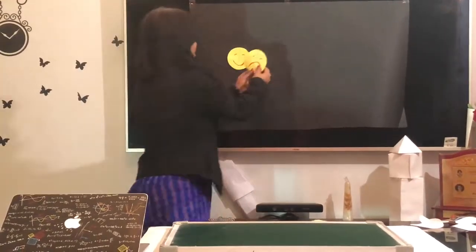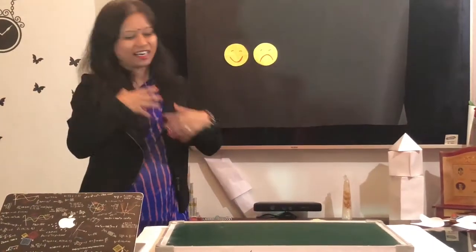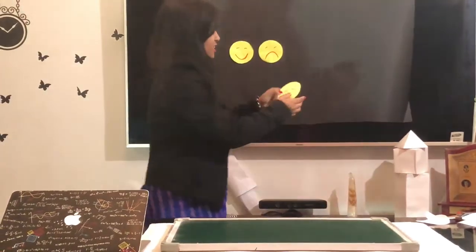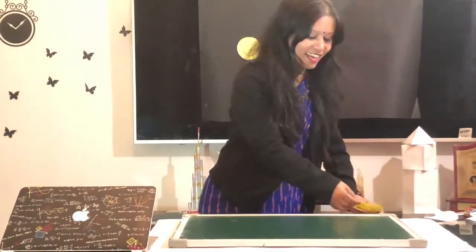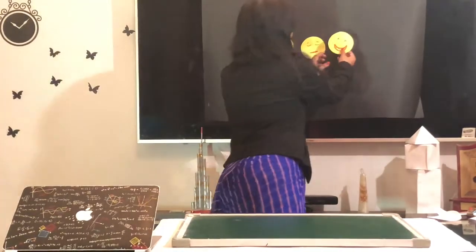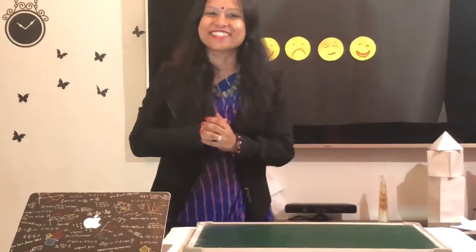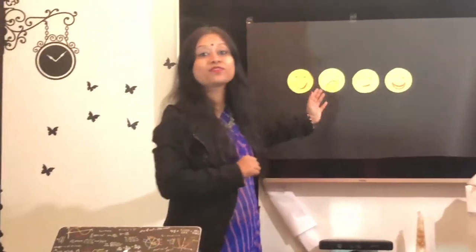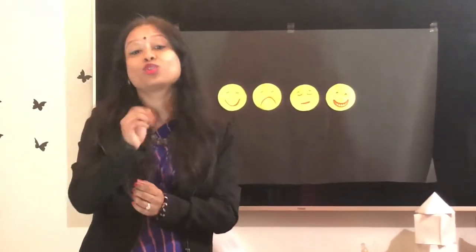Now I have another smiley which shows an emotion of being very sad. Another one says nothing, meaning I don't know, I don't want to say anything. And I have the last emoji with me, which shows that I'm very happy, showing all the teeth, right? So just as we have various emojis or expressions in our life, we also have various expressions in mathematics, and those are called algebraic expressions.